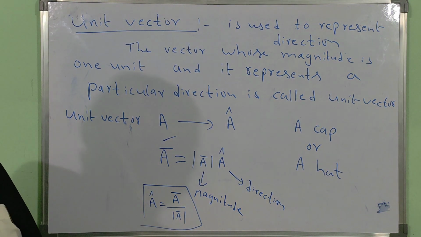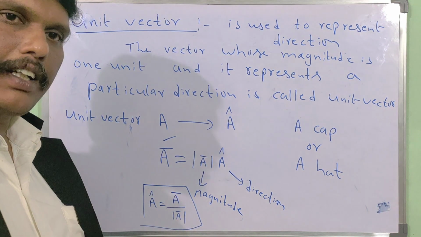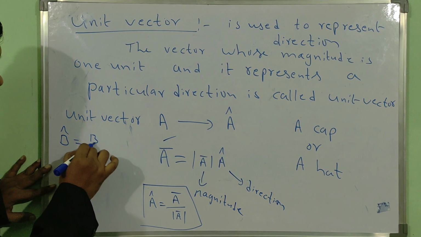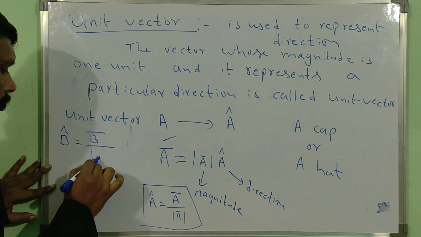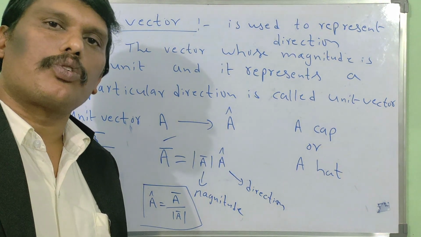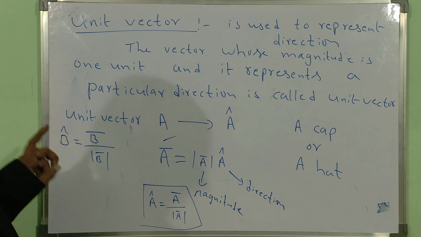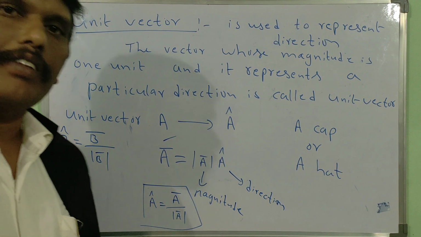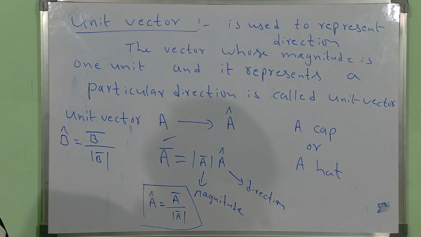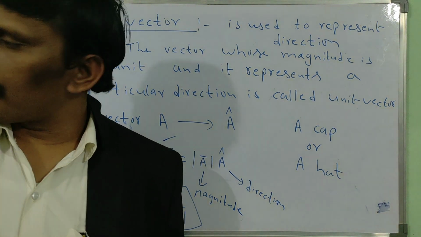That's why, how to define any unit vector? Its vector divided by its magnitude. Suppose B vector, to calculate the unit vector, what do we need to do? B vector divided by B vector magnitude will give the unit vector in the direction of B bar vector. This is the explanation of unit vectors. And I am going to give some examples for unit vectors. Let us see now.